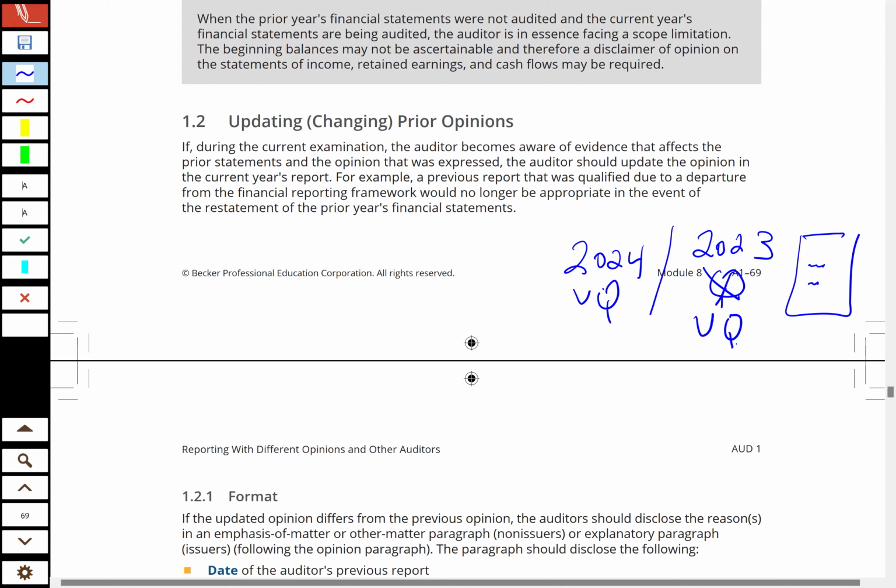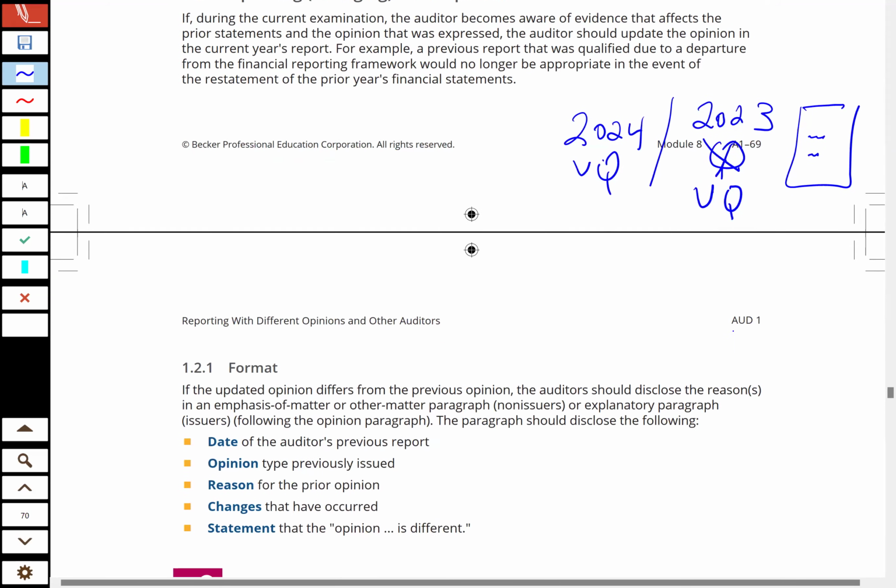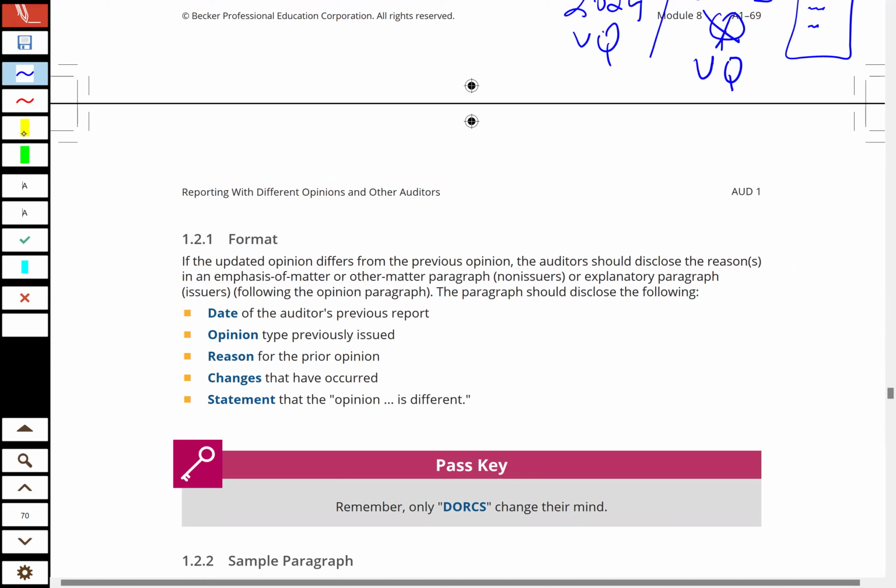Yeah, you can update your opinion. Yeah, I can change my opinion. Thank you. I can change my opinion, but the focus here is, well, what would be the structure for changing that opinion? Okay. And they got rid of the mnemonic. I thought it was cute that only dorks change their opinion.